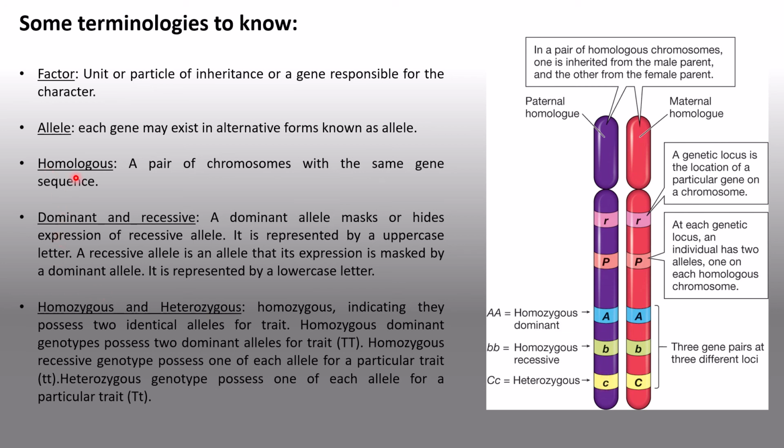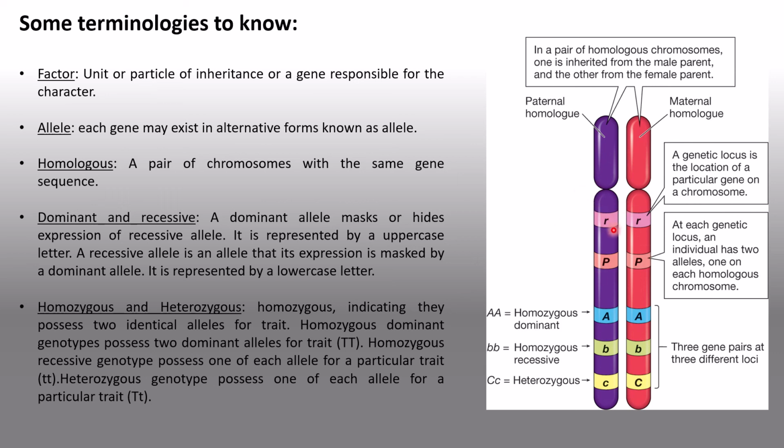And then homologous chromosomes: a pair of chromosomes with the same gene sequence. These are the homologous chromosomes. This is one and this is one. This is a pair of homologous chromosomes. One is inherited from the male parent and the other from the female parent, and they have the same gene sequence. As you can see here, the gene sequence is the same on both homologous chromosomes.